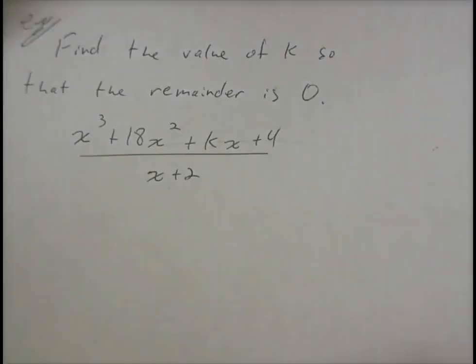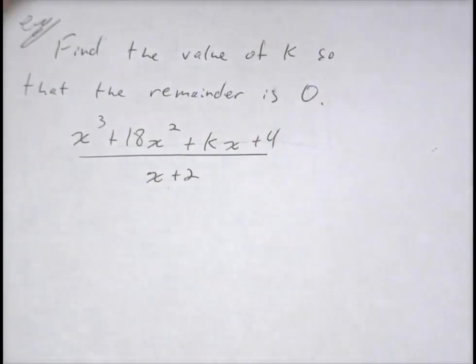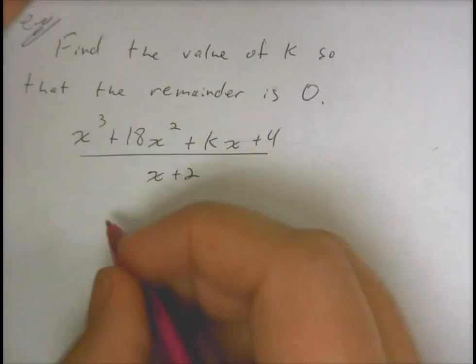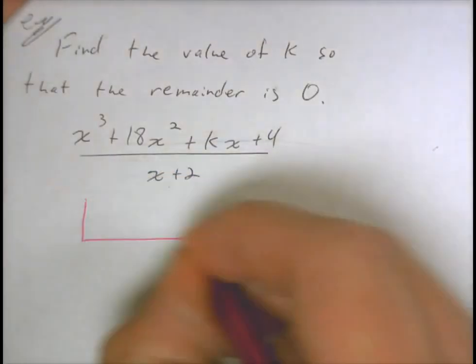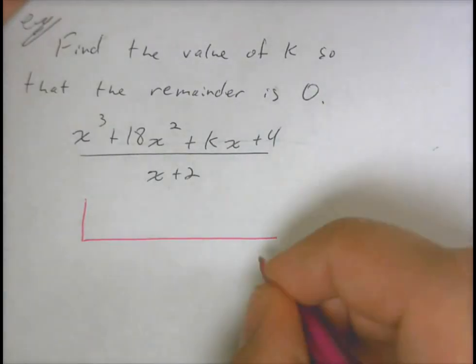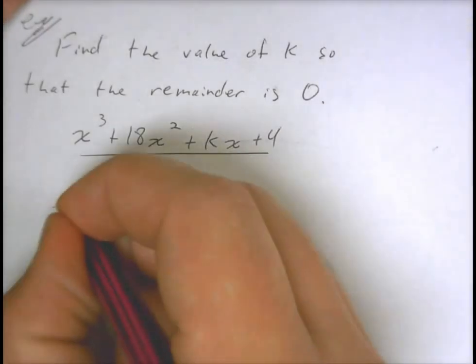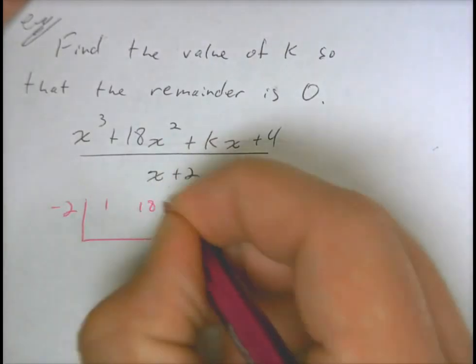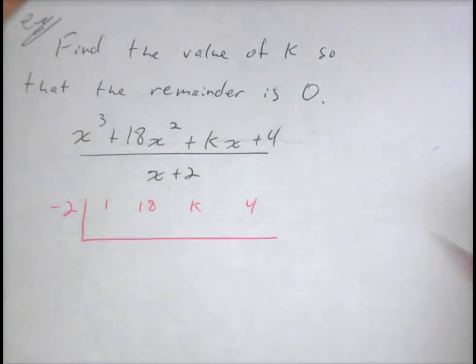All right, this one's a fun one. I like this one. It's exciting. Yay. So if I set up synthetic, I want the remainder to be 0, so hopefully we'll have it set to 0 at the end. That's what we're going to try to make. I will have negative 2 on the outside, 1, 18, k, and 4.